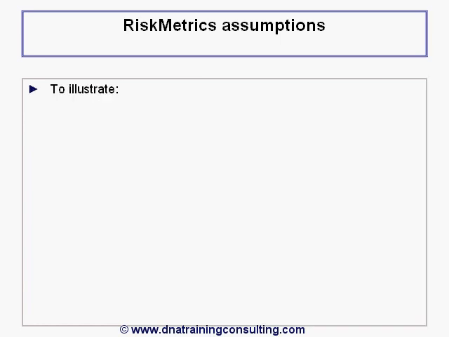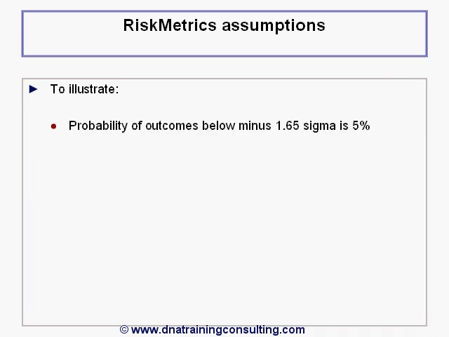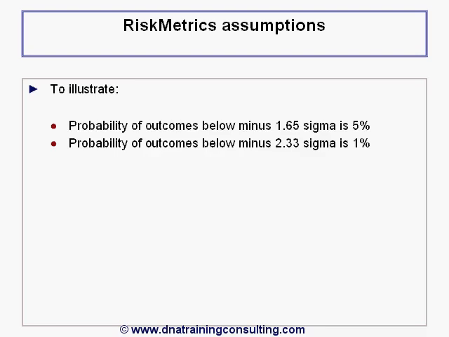To illustrate, the probability of outcomes below minus 1.65 sigma is 5%, and the probability of outcomes below minus 2.33 sigma is 1%.